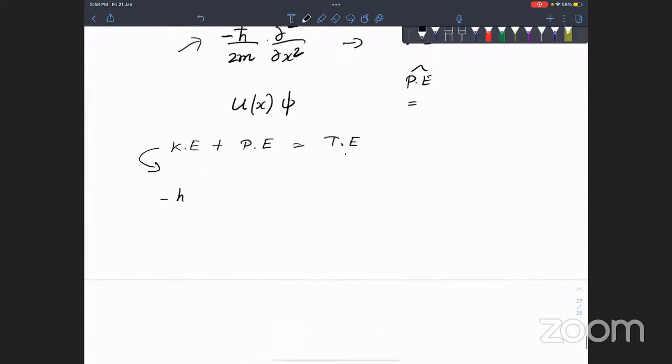So minus h bar squared by 2 mass times d²/dx² of psi, which gives me the kinetic energy, plus potential. I'm going to write it as U of x, okay? And the reason is that when we do voltage, this equation is in volts, right? When I say V, that is measured in volts.